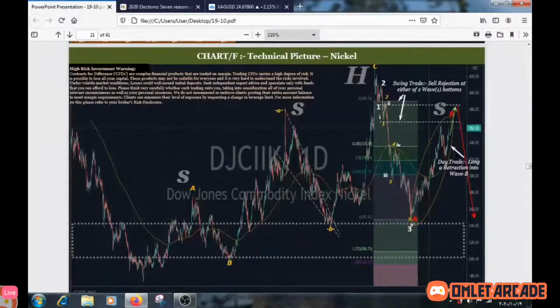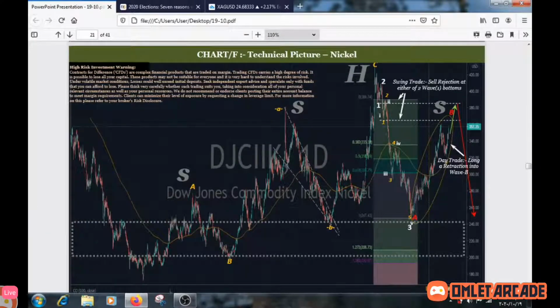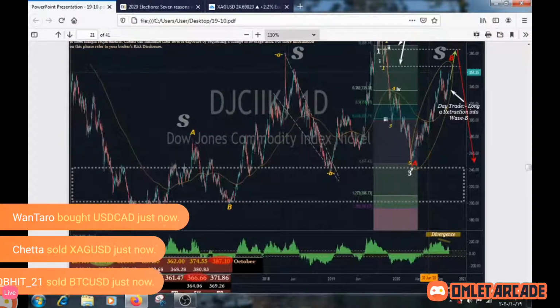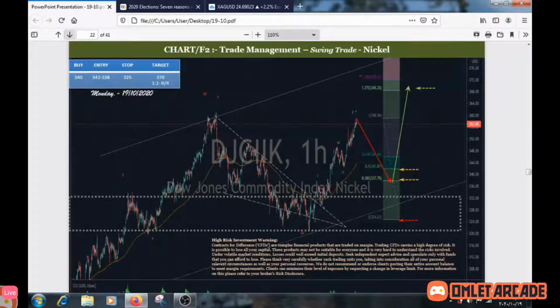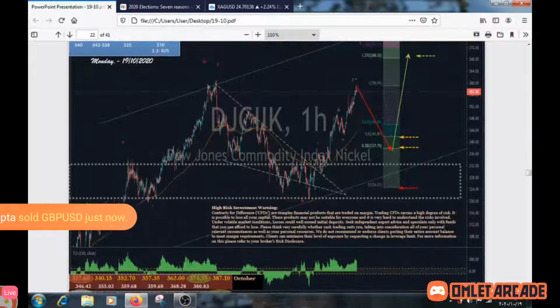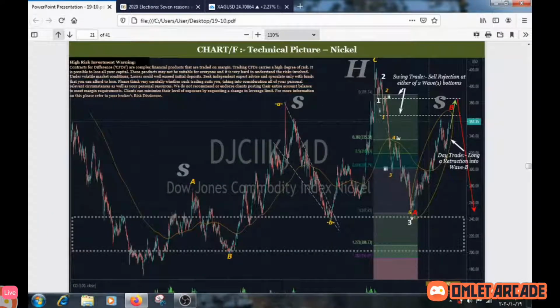Okay, so this is for the long term, the technical picture. Now for the short term, like it's written, swing term, long term. Swing trade will be a long term trade. We sell rejection of either of the two wave 1 bottoms, this one or this one. Okay, so for short term day trading, alright, we expect to be bouncing at that neckline. That neckline, I don't believe it's showing here.